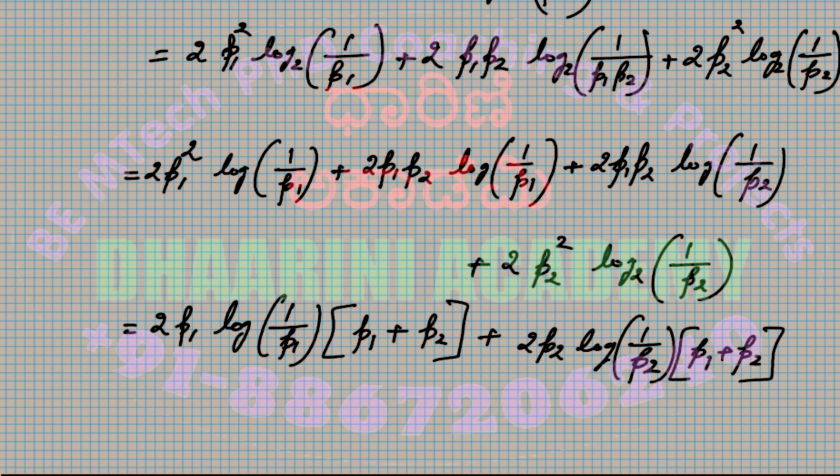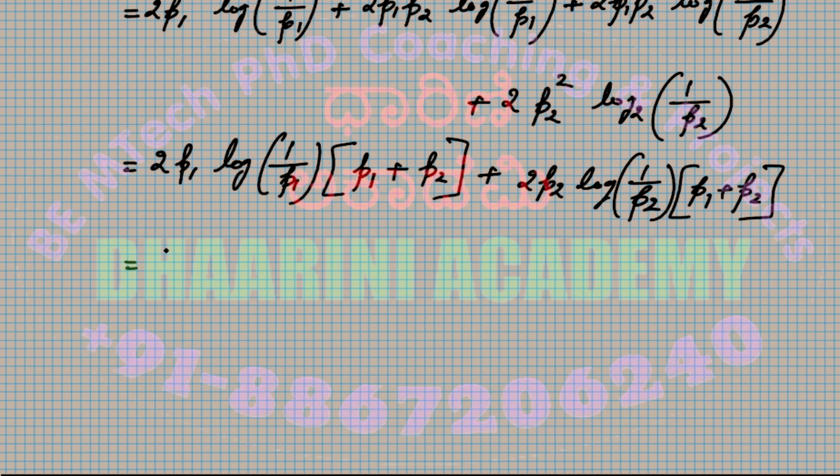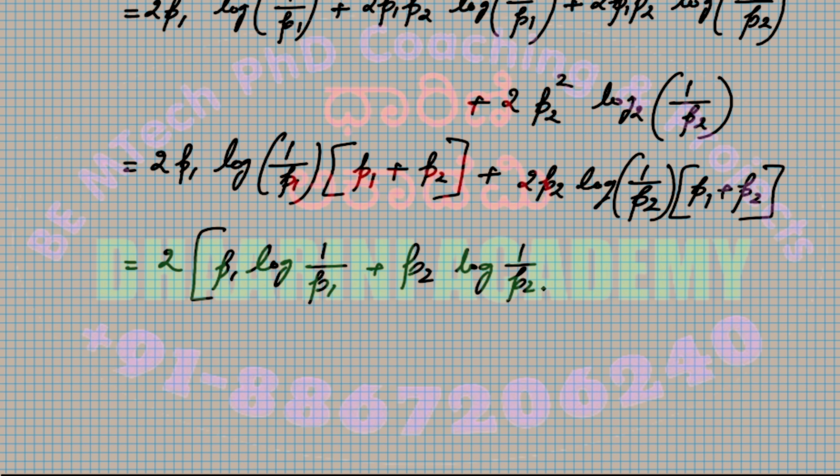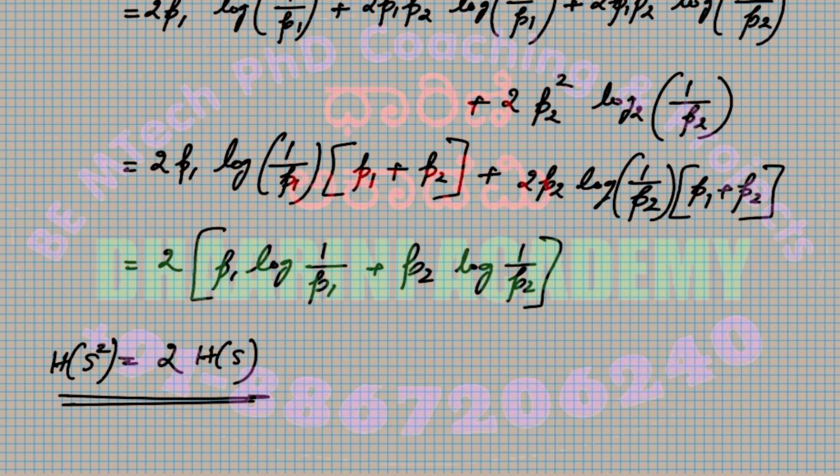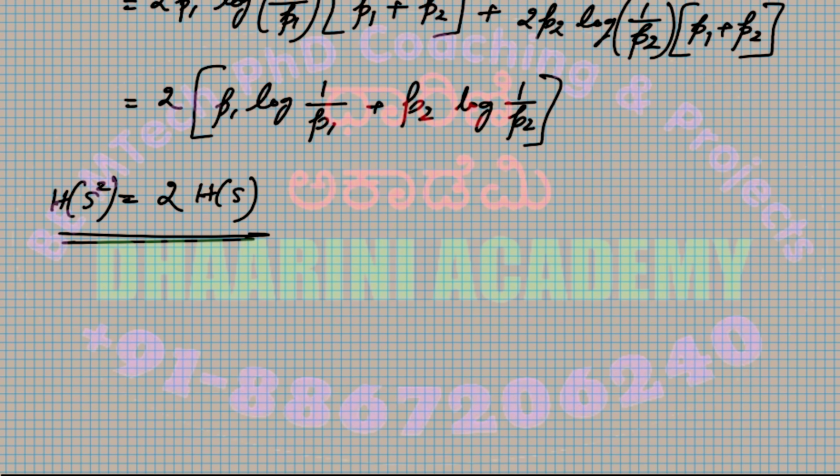So in the next step, I'm writing this as 2 times. Yeah, so 2 is out. When 2 goes out, 2 is common. I'm writing p1 log of 1 by p1 plus p2 log 1 by p2. I know that, right? 2 times whatever is inside the bracket is h of s. So I am calculating h of s squared, right? So this is the meaning. So h of s square will be 2 times h of s, right?